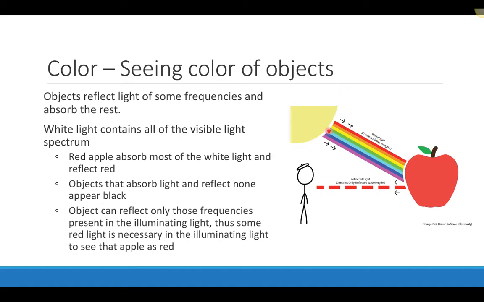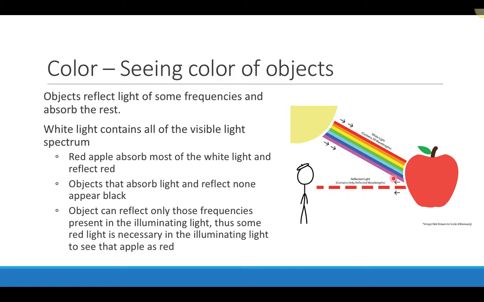Now, sunlight is made up of all of the visible light spectrum, so this is actually white light. Sunlight is considered white light, which is a combination of all of the different colors. All of those colors of light strike the red apple, and because the apple's true color is red, only red light is reflected off of the apple and reaches the person's eyes, and so that person sees the apple as being red.